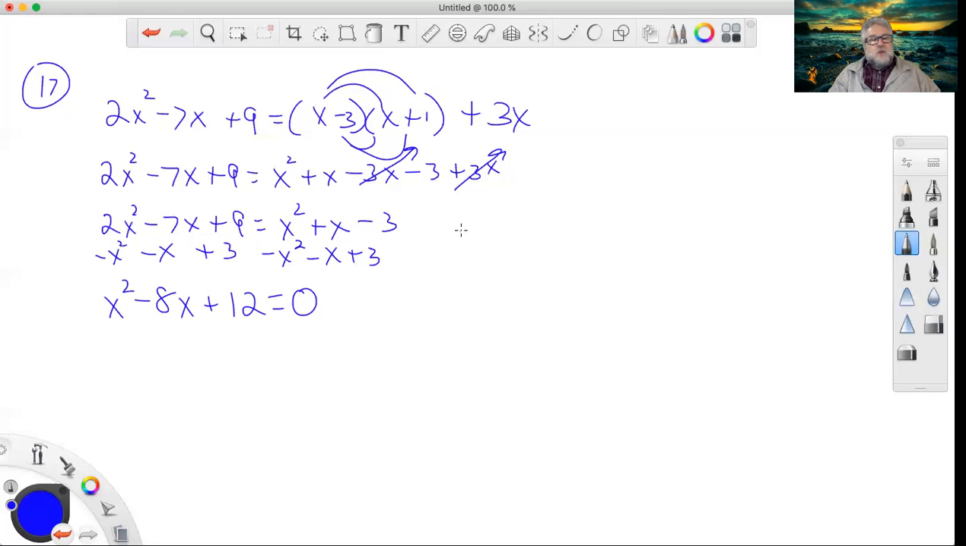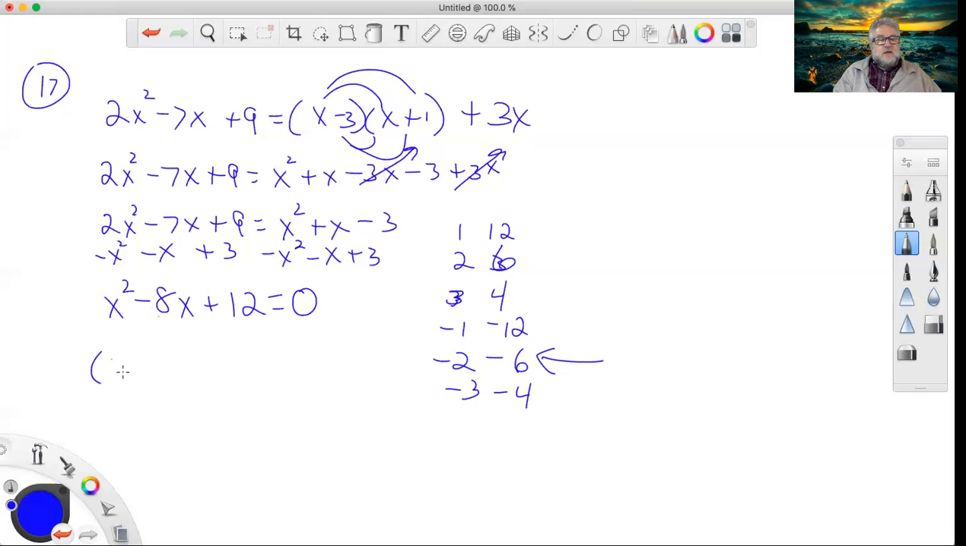And the factors of 12 are 1 and 12, 2 and 6, 3 and 4. Well, none of those add up to negative 8. Oh, wait, so I can do minus 1 and minus 12, minus 2, minus 6, minus 3, minus 4. Oh, right here, those will add up to give me a minus 8.